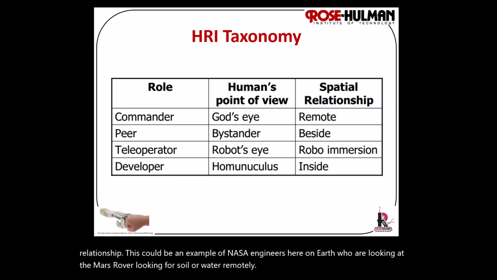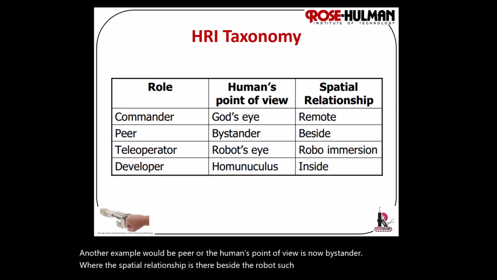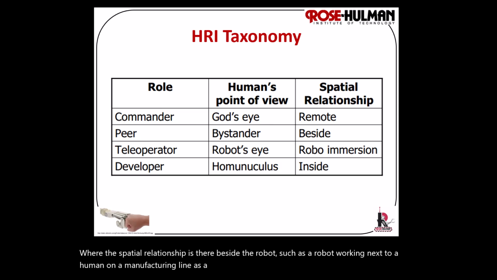Another example would be peer, or the human's point of view is now bystander, where the spatial relationship is there beside the robot, such as a robot working next to a human on a manufacturing line as a cobot, but they may have no actual interaction. They're just beside each other.